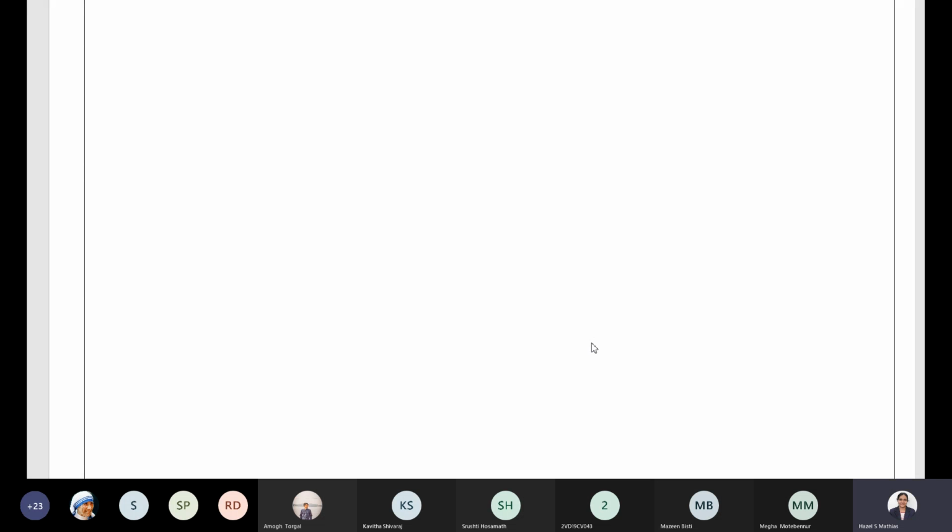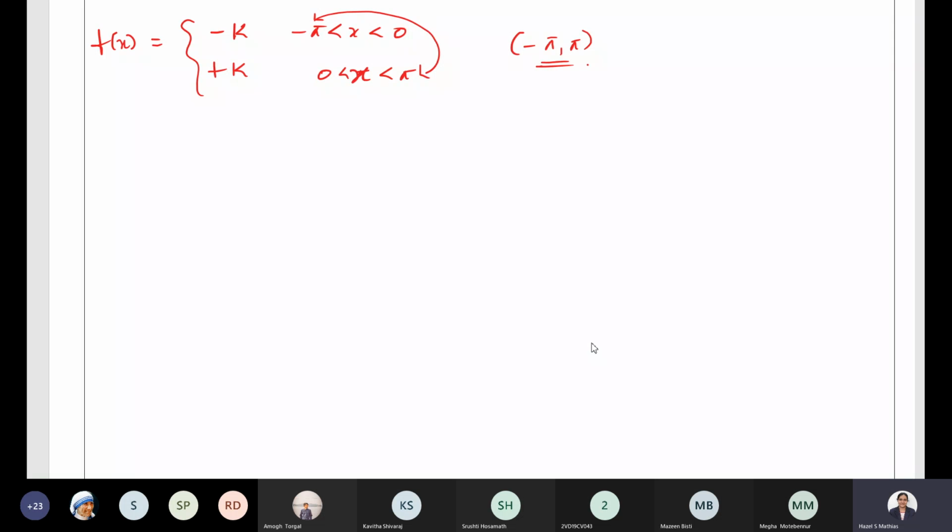Okay, I had given next one more question. Second question. F of x is given to be minus k in the interval minus pi less than x less than 0 and plus k in the interval 0 less than x less than pi. Here also you can see the interval is minus pi comma pi only. So we have discussed how to check the odd and even nature in the interval minus pi comma pi.